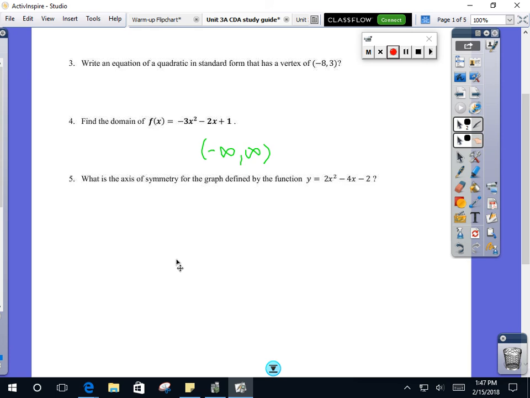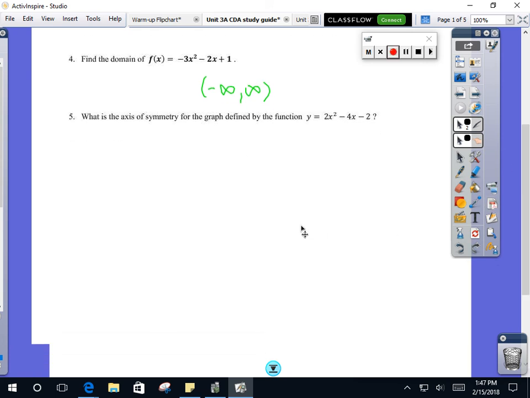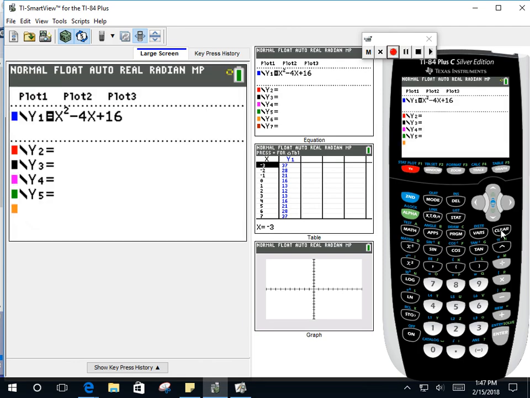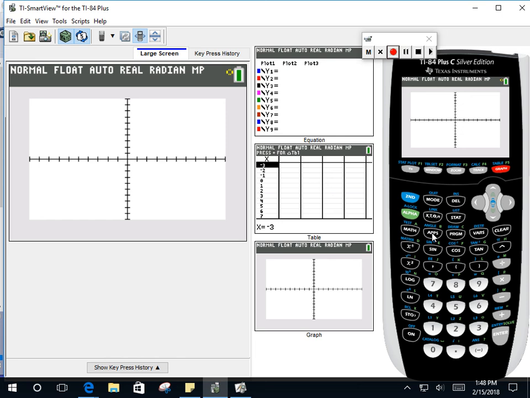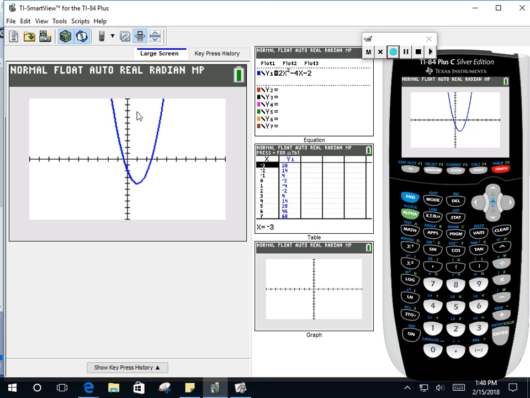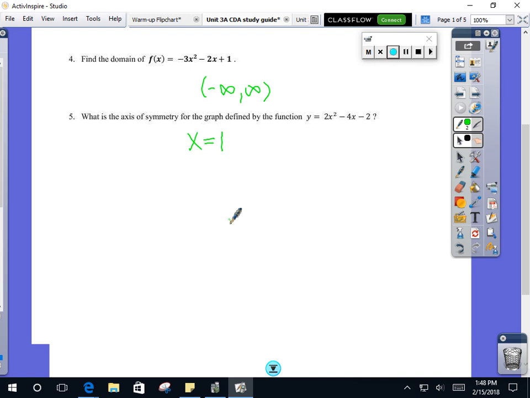Okay? Number 5. What is the axis of symmetry for the graph defined by the function y equals 2x squared minus 4x minus 2? How could we easily find the axis of symmetry? We'll graph it. Y equals 2x squared minus 4x minus 2. Okay, once it's graphed, you'll look for where you would need to draw in the axis of symmetry. And so the equation of the line would be what? X equals 1. Because wouldn't it be a vertical line having to cut through the x-axis at 1? So x equals 1. Hit zoom 6.